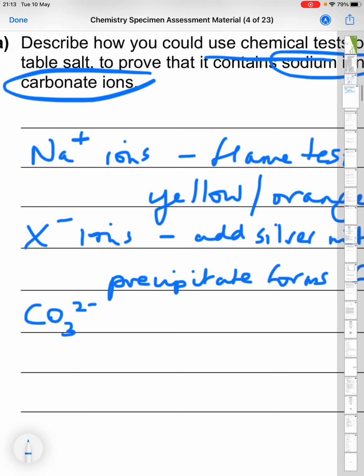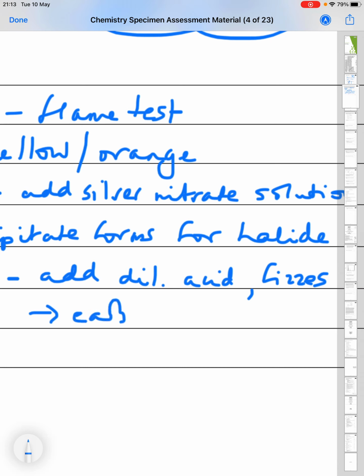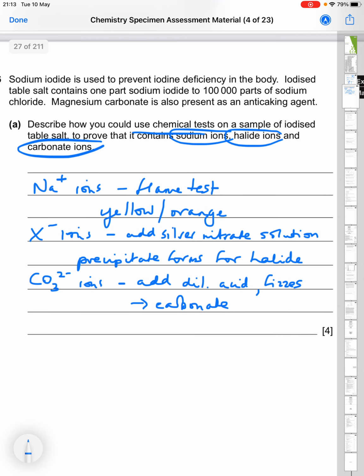Then the carbonate ions. That's where you add dilute acid. And you get fizzing or effervescence. And that tells you that it's a carbonate.